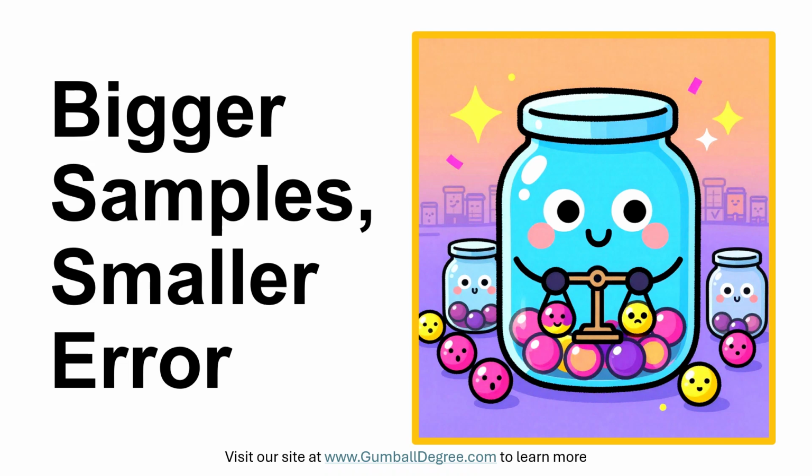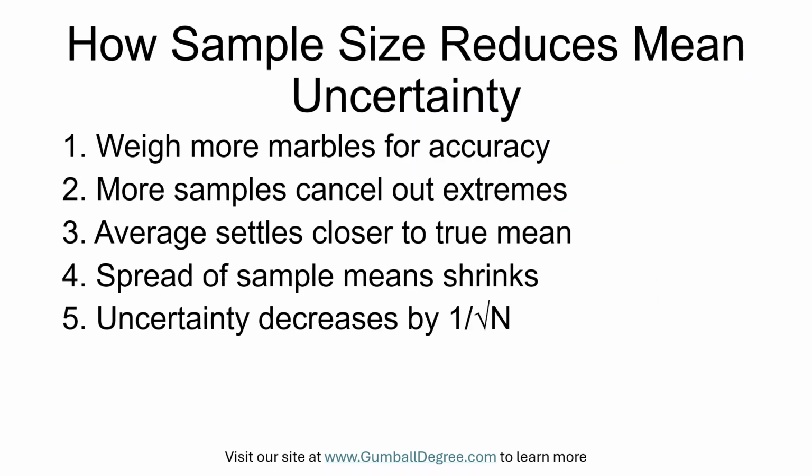Larger sample sizes reduce the uncertainty of the mean because they make the sample average more likely to be close to the true population mean. Imagine you have a jar of mixed marbles and you want to know the average weight, but you cannot weigh every marble. If you weigh only a couple of marbles, those particular ones might be unusually heavy or light, so your average could be far from the real average.